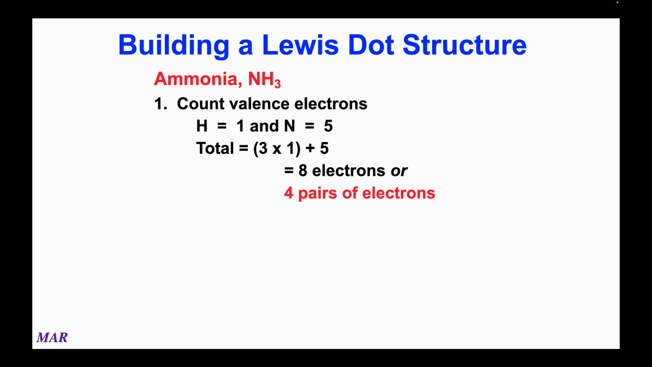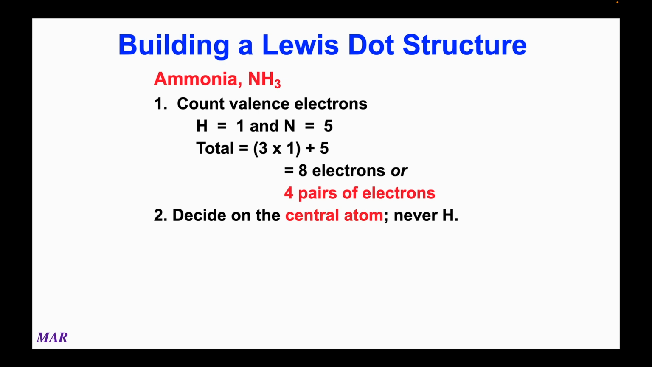So because the nitrogen has 5 and hydrogen has 1, and there's 3 of them, there's going to be 8 valence electrons in NH3. Now, most of the time, like we've seen, pairs of electrons are the way to go. So 8 divided by 2, this particular molecule will have 4 pairs of electrons to put around it. The next thing you want to do is figure out what the central atom in the molecule is.